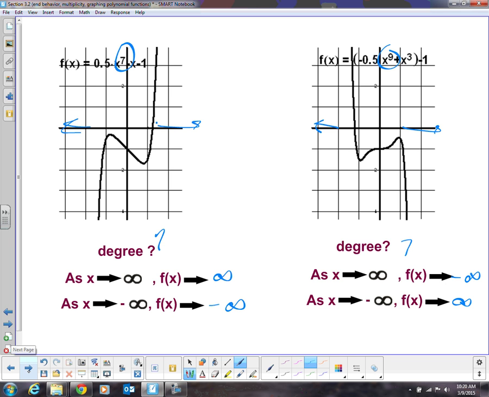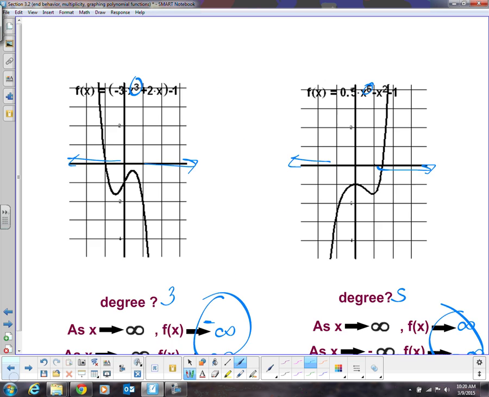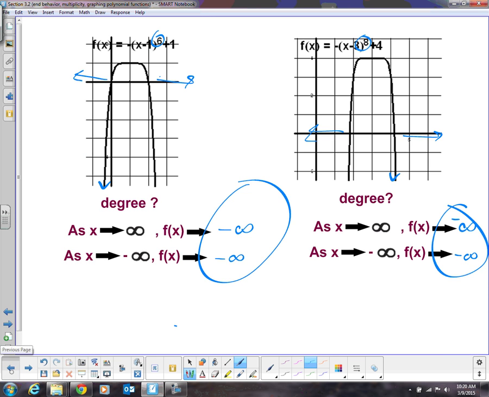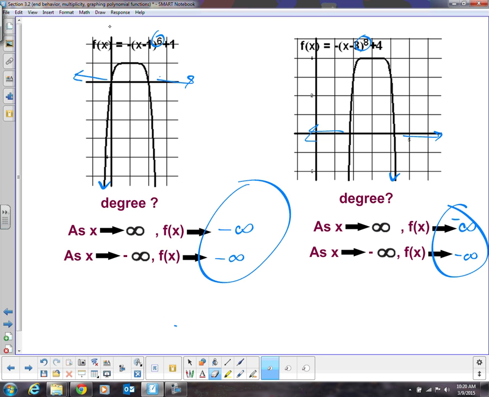Okay. In behavior, if the degree of the polynomial is even, let's go back and look at the evens again. What was the sign of the leading coefficient, positive or negative? Positive. And what did the y values do? Go up. When the leading coefficient was negative, what did it do? And does it make sense? Because in a parabola, when a is negative, it opens down versus opens up.